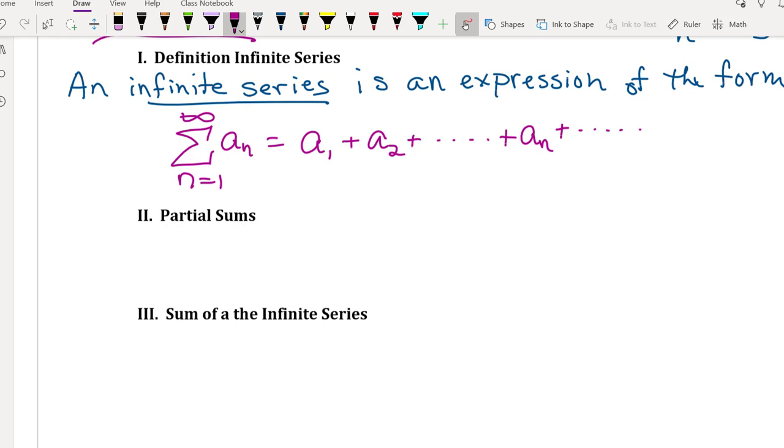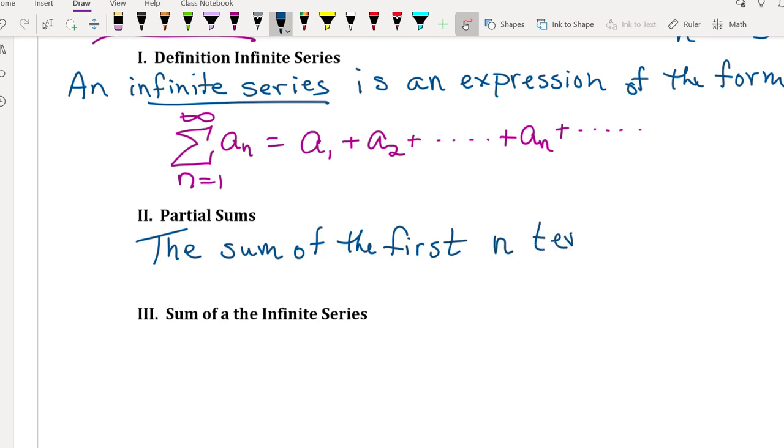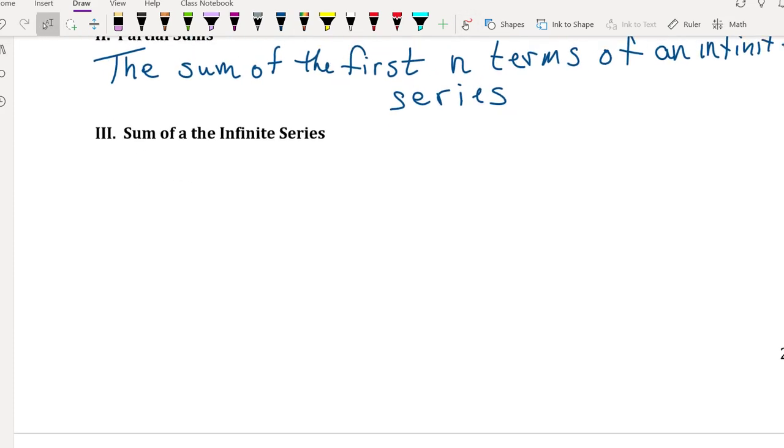So one thing we do is we look at partial sums. A partial sum is the sum of the first n terms of an infinite series. That will help us determine some of the behavior of an infinite series. So how do you find the sum? You do it in this manner.